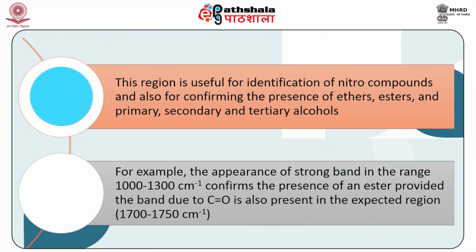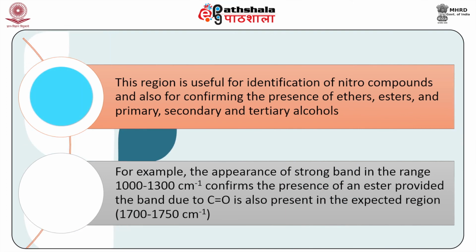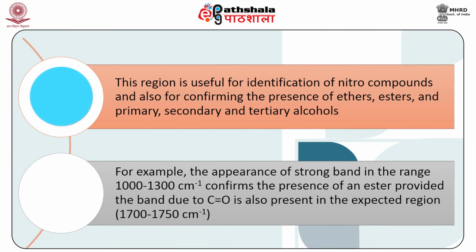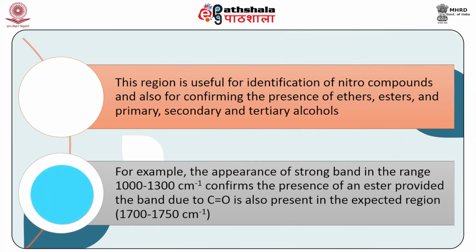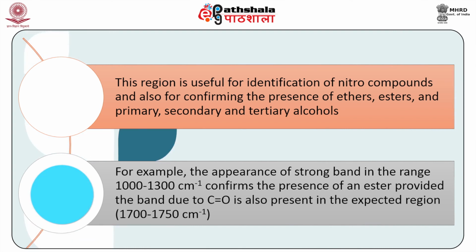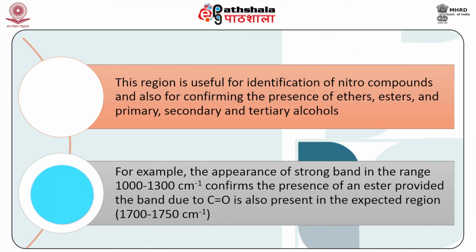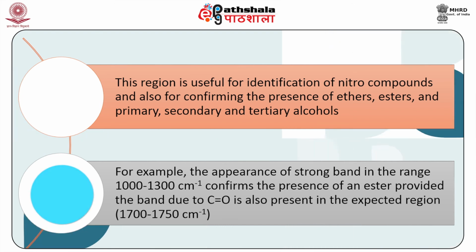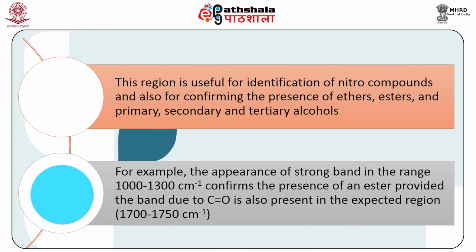Absorptions in the region of 1000 to 1600 cm⁻¹. This region is useful for identification of nitro compounds and also for confirming the presence of ethers, esters and primary, secondary and tertiary alcohols. For example, the appearance of a strong band in the region of 1000 to 1300 cm⁻¹ confirms the presence of an ester provided the band due to carbonyl is present in the expected region, that is 1700 to 1750 cm⁻¹.